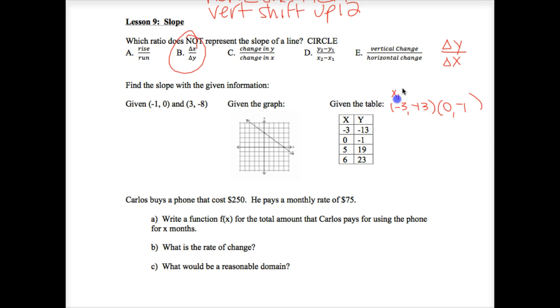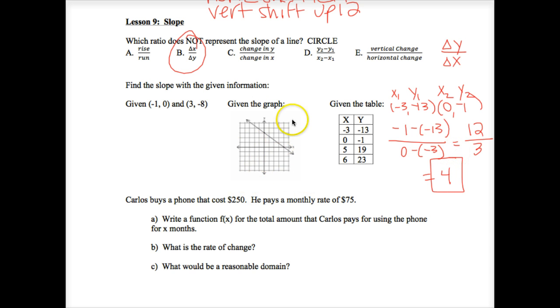So remember, x1, y1 is the first point, x2, y2 is the second. So y2 minus y1 over x2 minus x1. So negative 1 plus 13 gives me 12. 0 minus negative, which becomes plus also, gives me 3. 12 over 3 gives me a slope of 4.